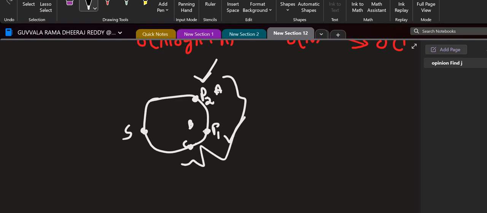Okay, so what happens is P1 will move very slowly. You can imagine that in a circle, for velocity V, it will cover distance d. So let us suppose this is a distance d, and this is a distance d. This is a distance d.